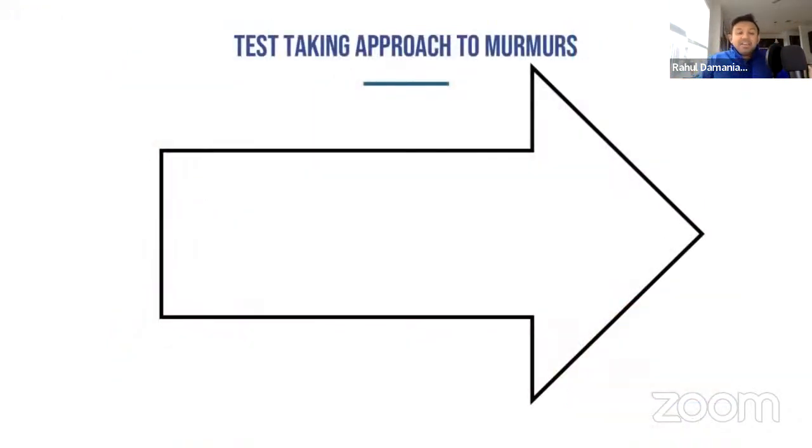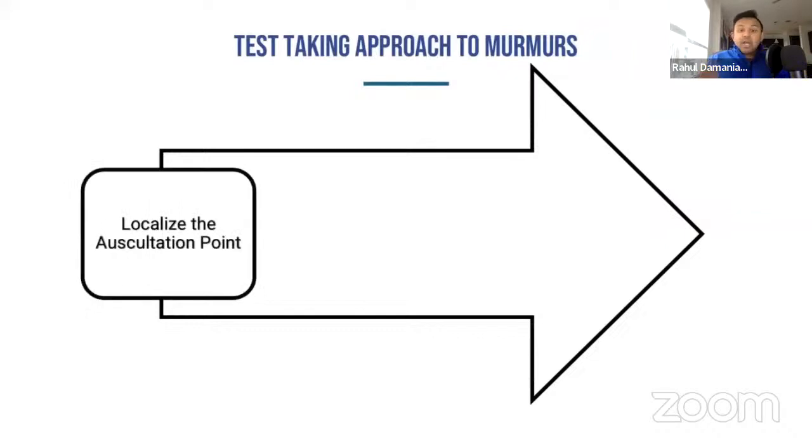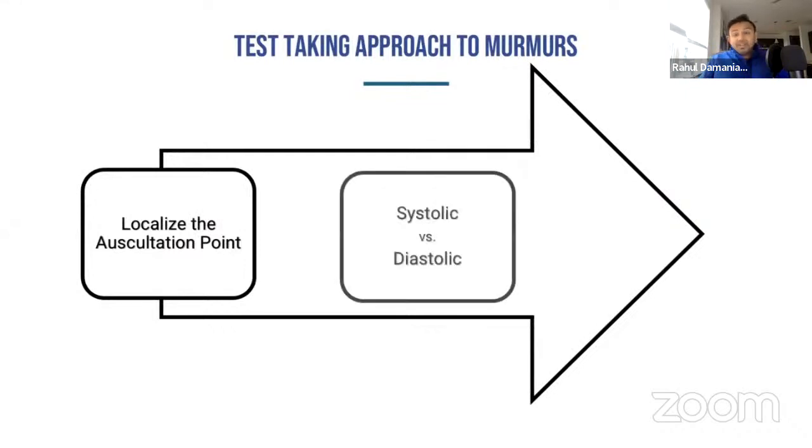So moving forward, I do want to synthesize this test taking approach and build on it. So when it comes to test taking approach to murmurs, first I said, localize that auscultation point in your USMLE question. The next thing you need to do is discern whether or not it's a systolic murmur or a diastolic murmur. Remember, systolic murmurs are going to be heard between S1, which is the closure of the mitral valve, and S2, which is the closure of the aortic valve. So a systolic murmur is going to be heard between S1 and S2, between the lub and the dub.